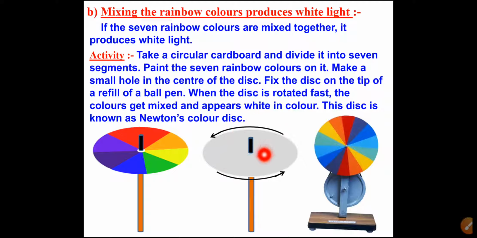that white light is nothing but a mixture of 7 colors. So when the 7 colors get mixed, white color is formed, and this model is nothing but the Newton color disc model, which shows that white light is a mixture of all 7 colors.